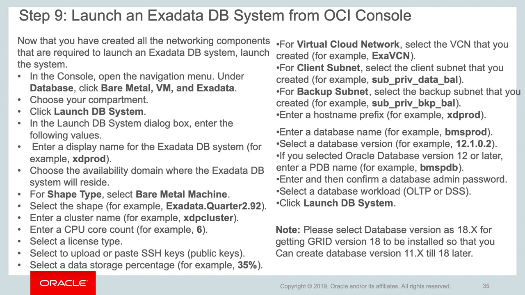Then comes the database section, where you need to provide a name to the database, which is going to be your starter database. Then you need to also specify the PDB name if your database version is 12.1.0.2 and later. And by selecting the database workload type, either OLTP or DSS, you would be able to launch the database system. One note here is you should be selecting the database version as the highest available version in the OCI console, and that way it will make sure your grid version is going to be at the same level, and you will have compatibility of 11g till the latest version of grid.